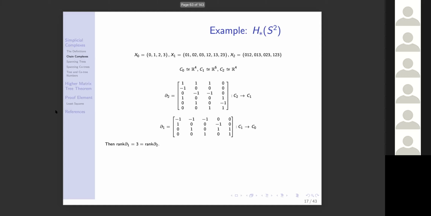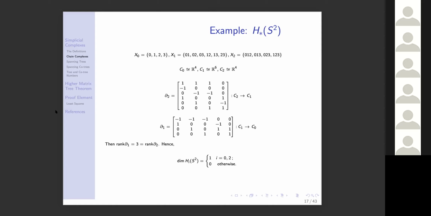And using Gaussian elimination, you can see that the rank of the first matrix, boundary 2, is the same as the rank of boundary 1, which is 3 in both cases. And from this, it's not hard to calculate the homology, because the homology is a quotient vector space in this case. I'll leave it to you to work out the details, but this is the answer. The homology of the two-sphere with real coefficients has dimension 1 in degrees 0 and 2, and it's trivial otherwise. So that's the homology of the two-sphere. In particular, the second homology of the two-sphere is 1.